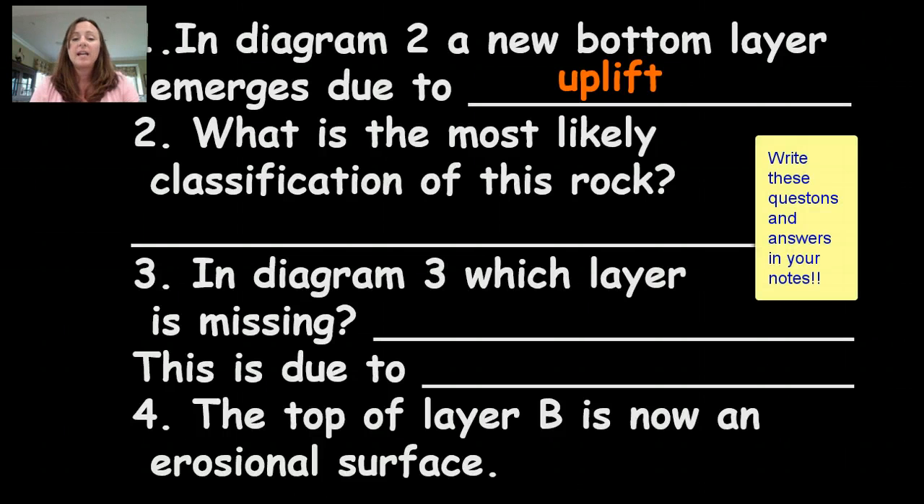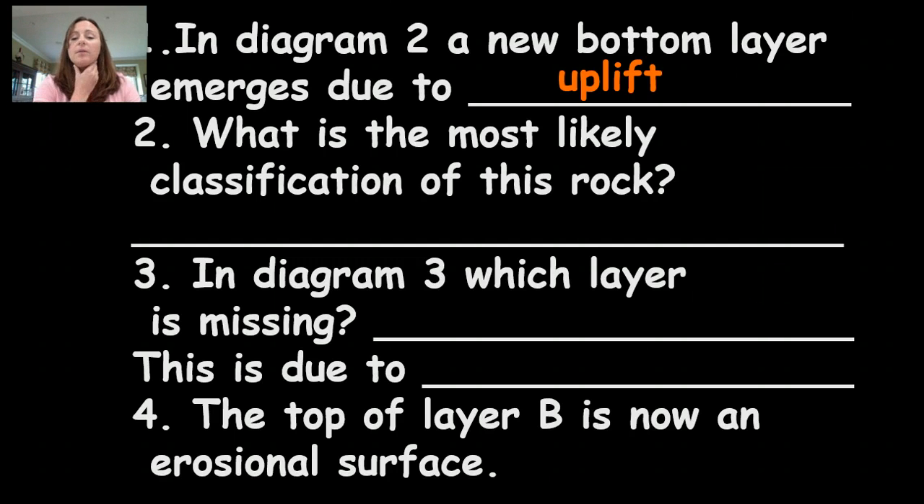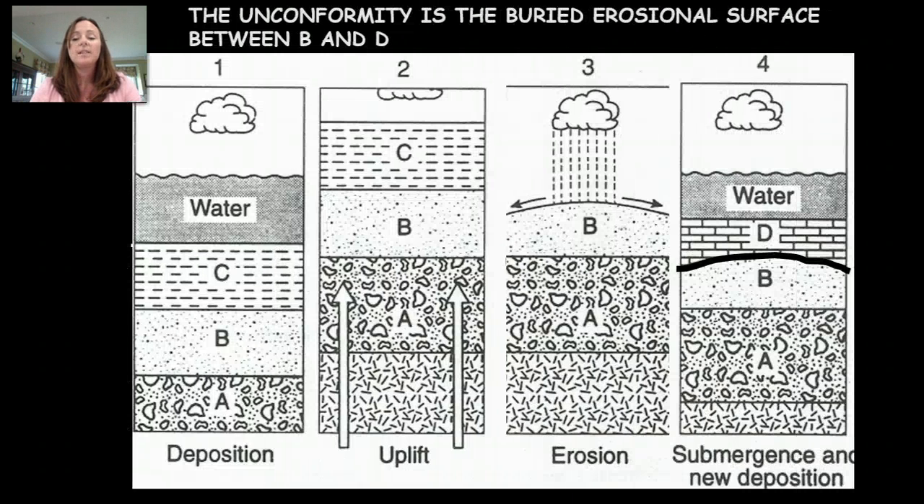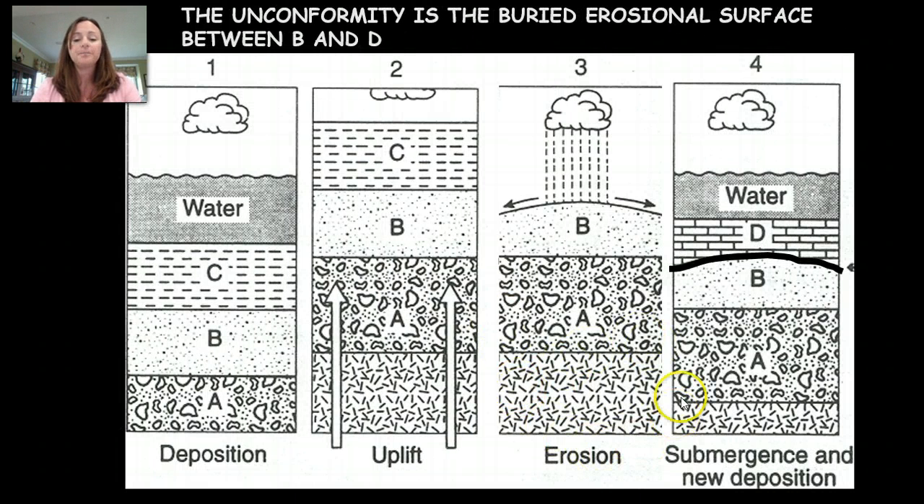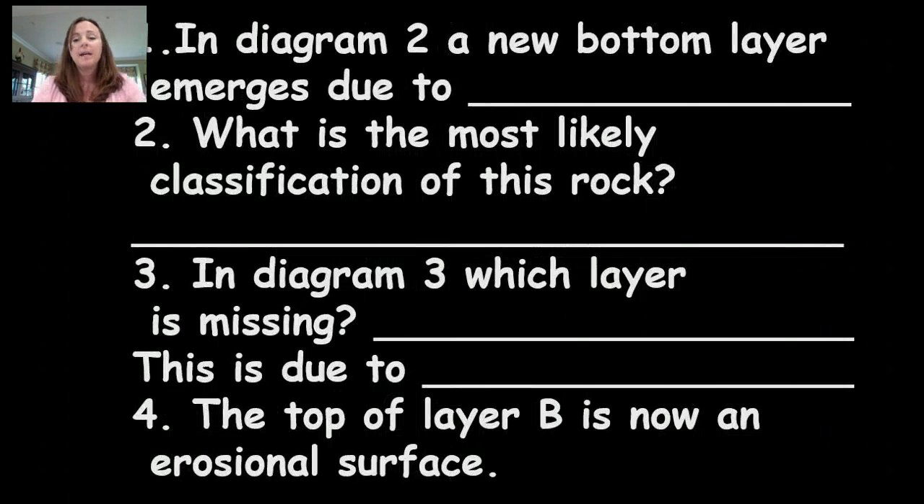So let's look at these pictures again and try to answer these questions. In diagram 2, a new bottom layer emerged due to uplift. What is the most likely classification of this rock? Igneous. If we go back to the picture before, we see that this new bottom rock layer all along here has those little lines, and if we go to our reference table, we see that that symbol is an igneous rock. It's actually basalt. So we have an igneous rock in that new layer.